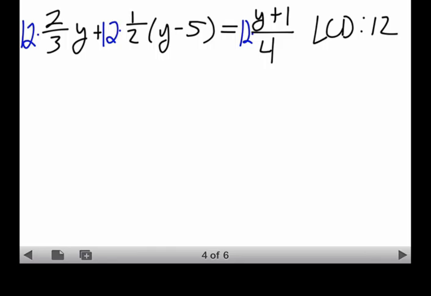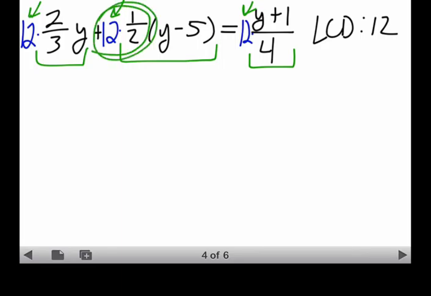You'll see that I've written the 12 three times, and that's because the 2/3 y is a term, the 1/2 times y minus 5 is a term, and the y plus 1 over 4 is also a term. Each term gets one factor of 12 as I've written it, and I'm emphasizing that in the second term on the left-hand side, the 12 times the 1/2 is going to become 6.